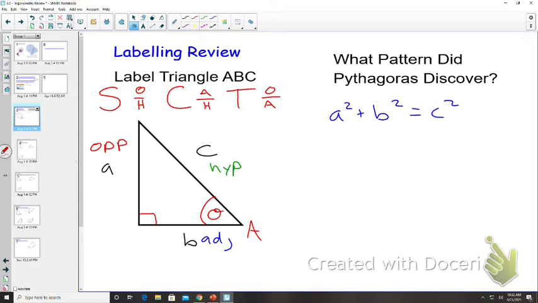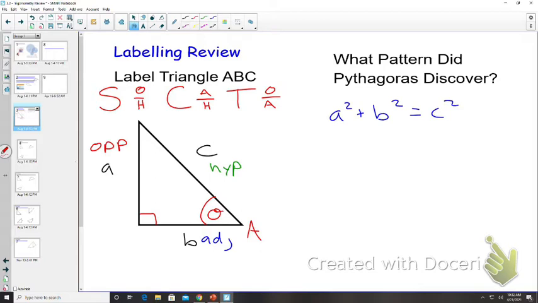Okay, SOHCAHTOA. We should know these. That SOHCAHTOA should be burned in your head. Okay, any questions so far? Wait, can you go over what S, C, and T stand for? Yep, okay, can I just show you with an example?